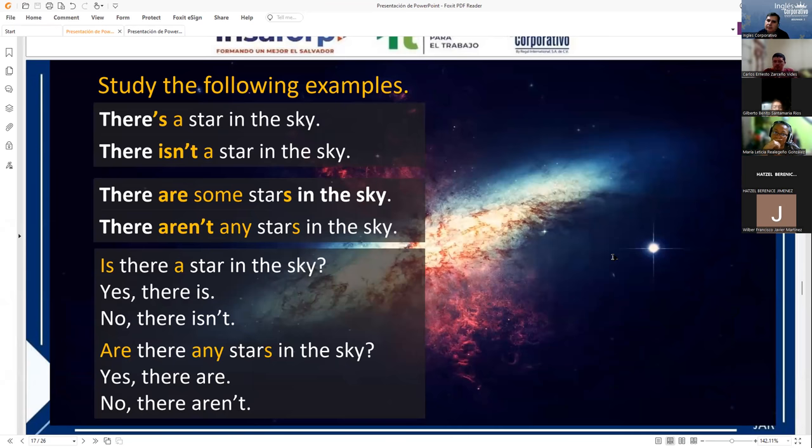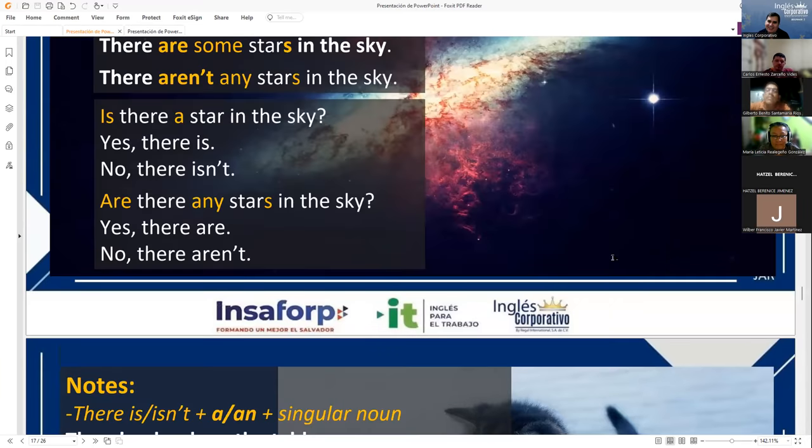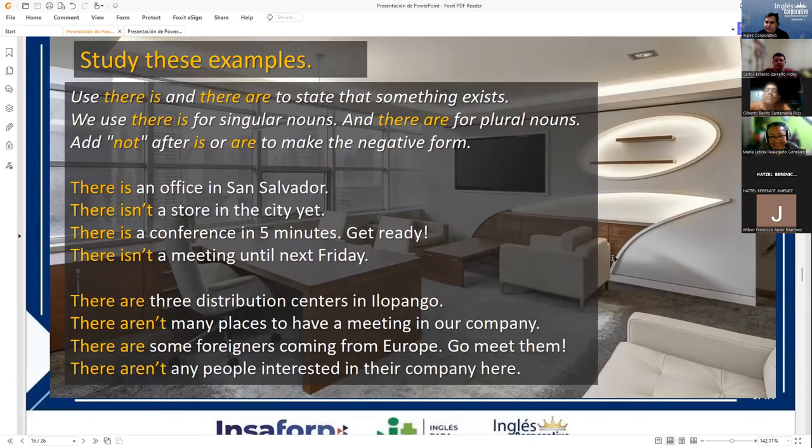Puede subir a la slide anterior. Subir, ok. A la anterior. Bajar. Okay. There are 3 distribution centers in Ilopango. Is the sentence in the task number 6 in the platform? I find the mistake in the sentence.